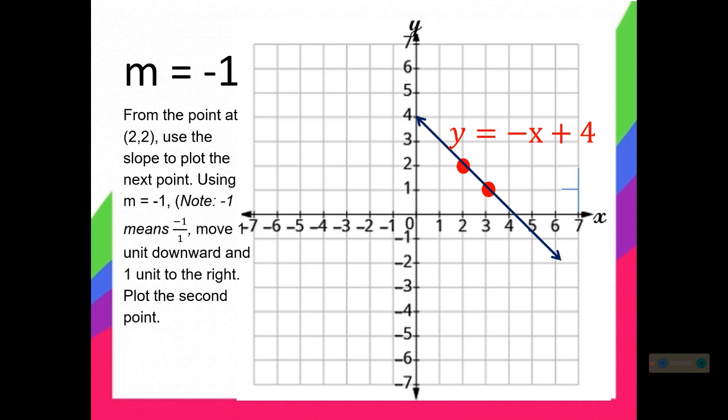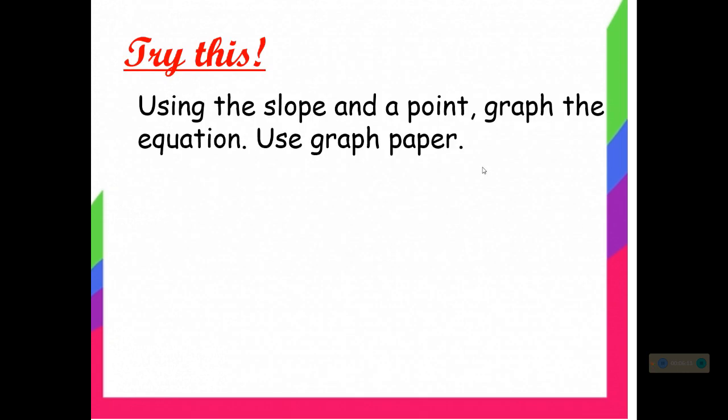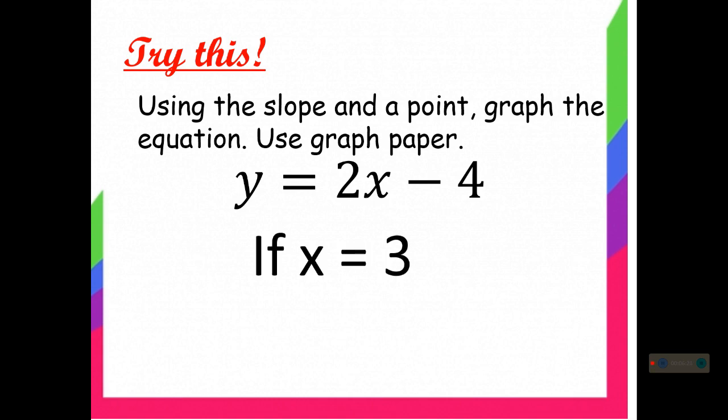Okay. So is there any question so far? If you don't have, try this. Using the slope and the point, graph the equation, and you are going to use the graph paper. Okay, so I have here y equals 2x minus 4 if x equals 3. Okay? I will give you a few minutes.